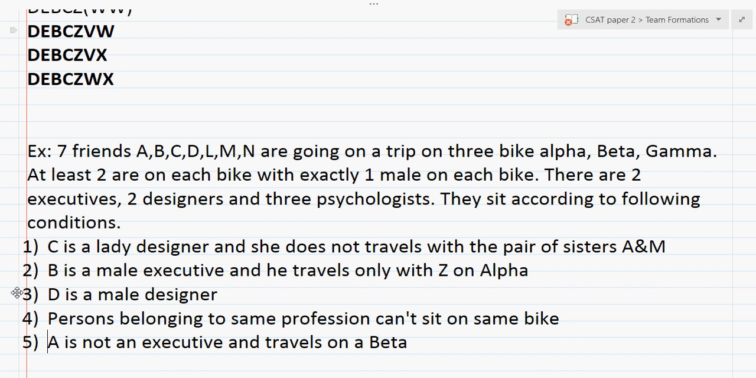So just look at these situations without looking at the questions. Can you make an arrangement where we can find who is riding which bike and what the professions are? I'll give you around 5 minutes to see whether you can solve this or not, and after 5 minutes we'll try and solve it together.